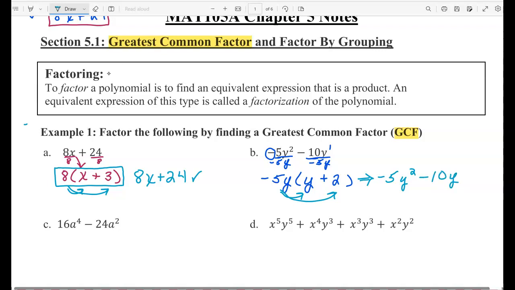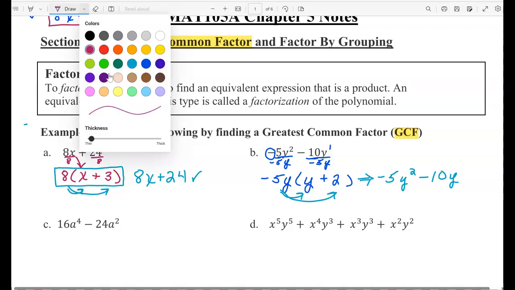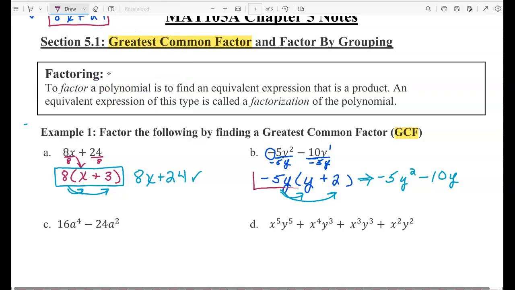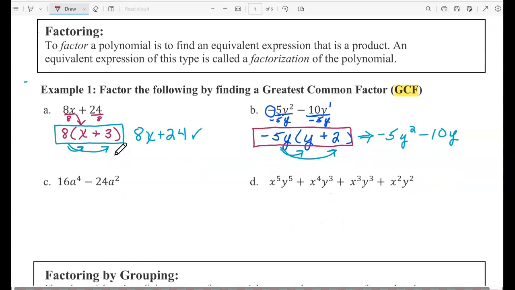And we can see that that is the expression that was given to us first in the original problem. So always use that distributive property to check and make sure we get back. We won't check all of them, but it is a nice check to be able to confirm our factoring is correct. Let's move on to part C.